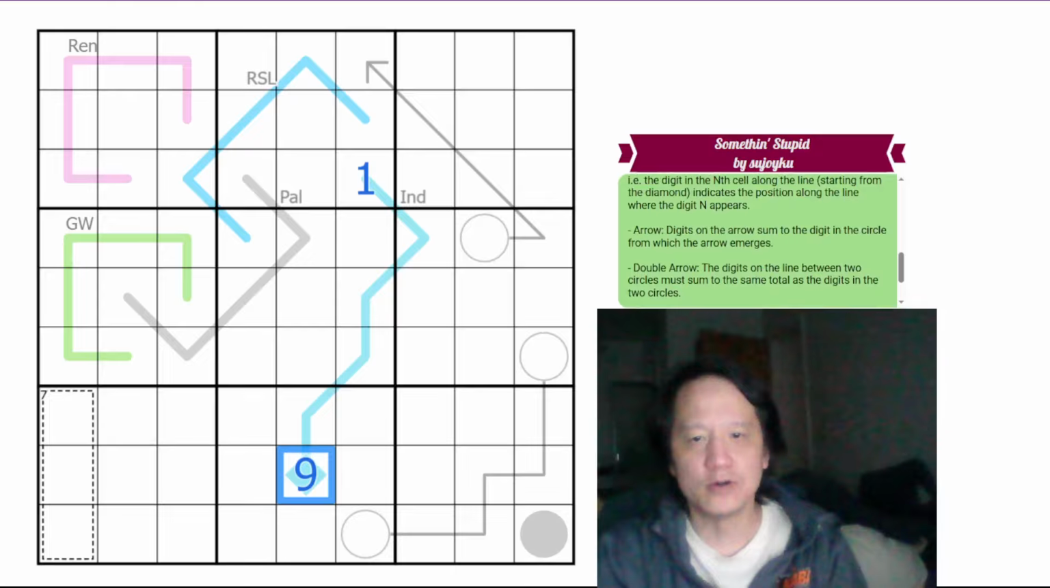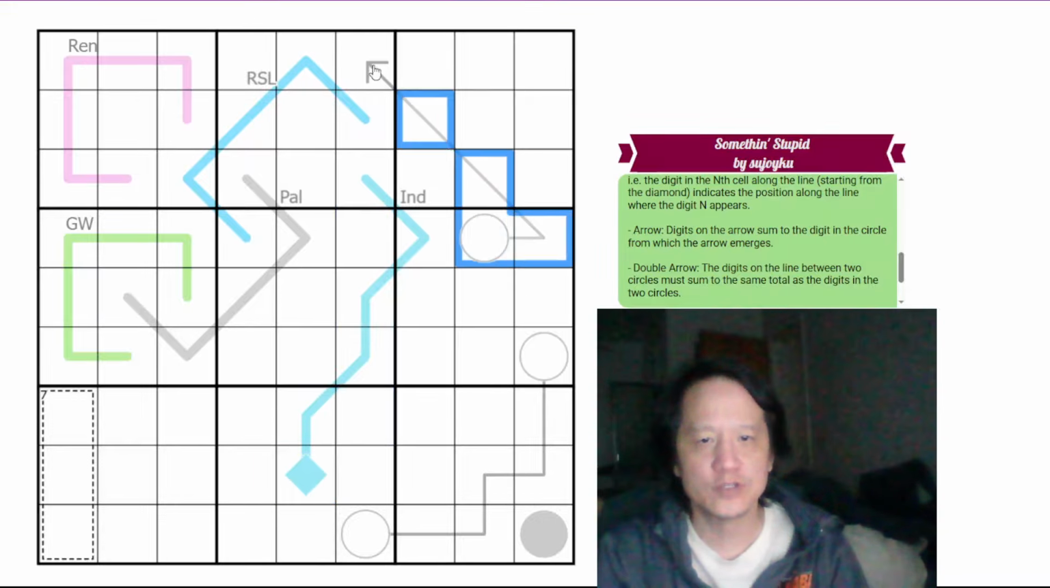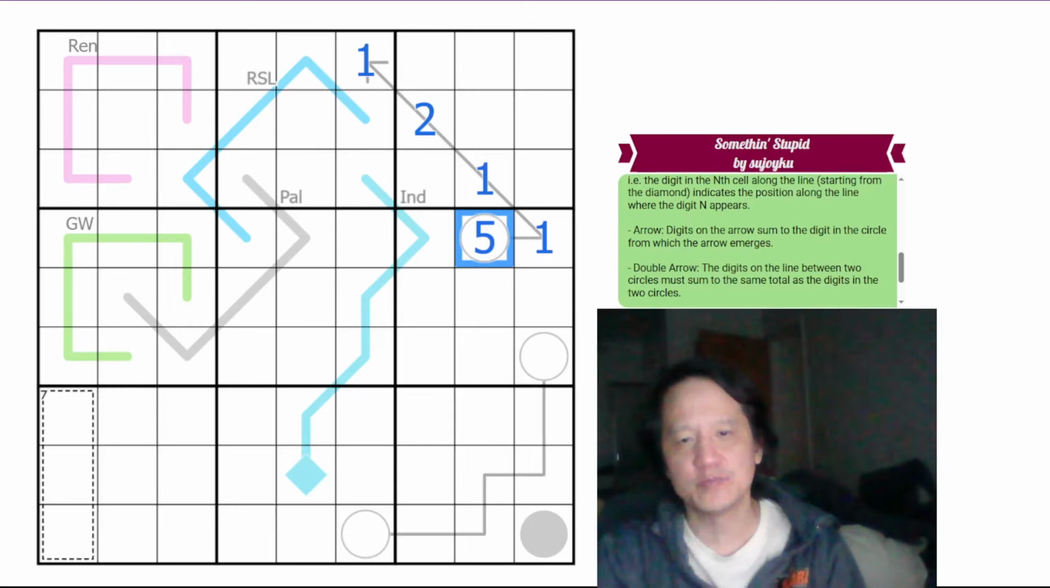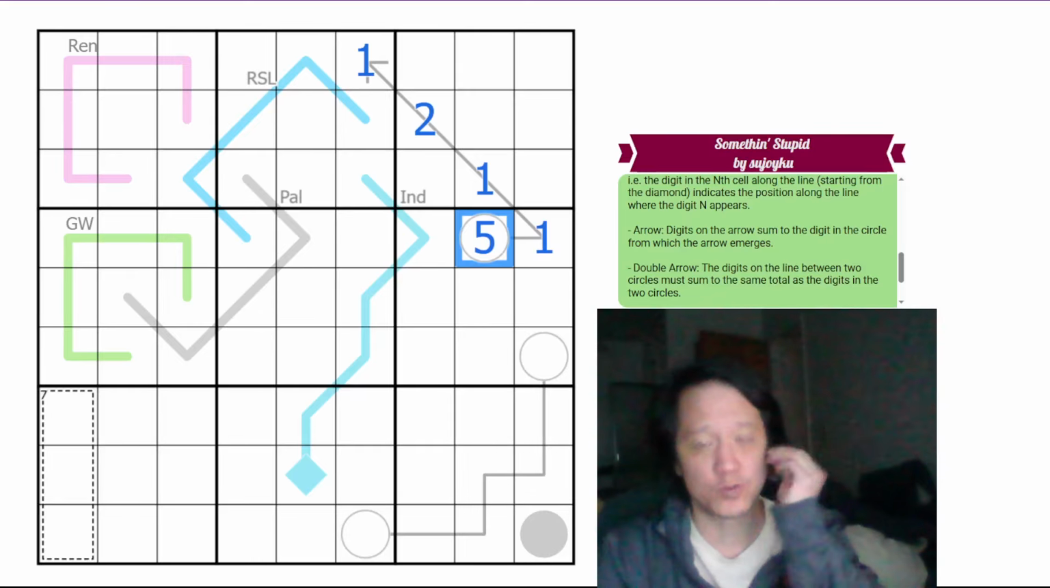So that's an example of how index lines work. We have arrows, where digits on the arrow sum to the digit in the circle from which the arrow emerges. So this could be, say, 1, 2, 1, 1, and this could be 5, because the sum of all these digits is 5. 1 and 2 add up to 3, plus 1, plus 1 adds up to 5. So this is an example of how arrows work.